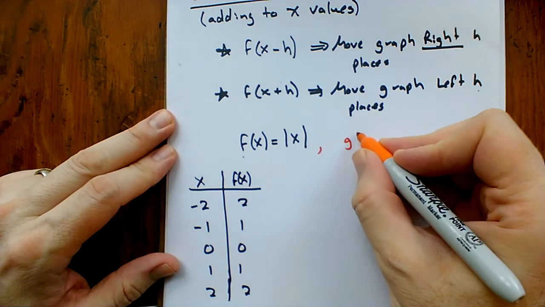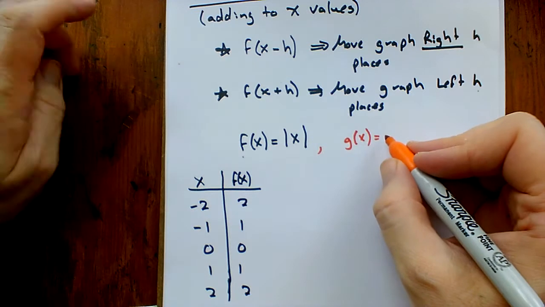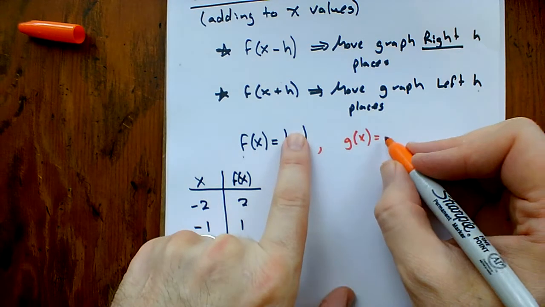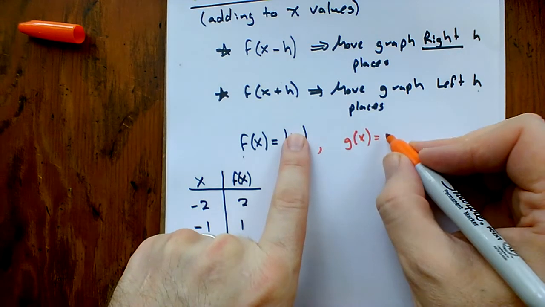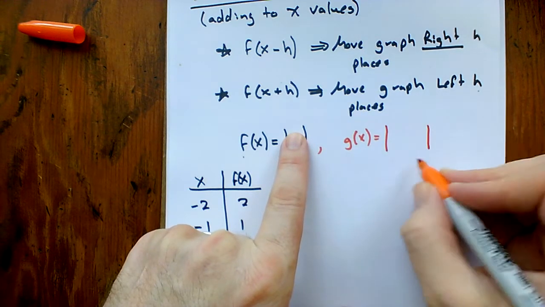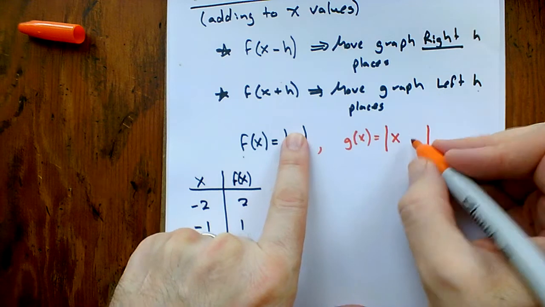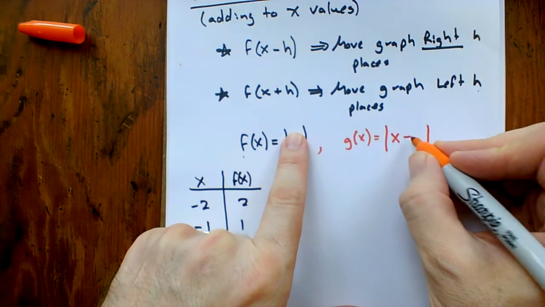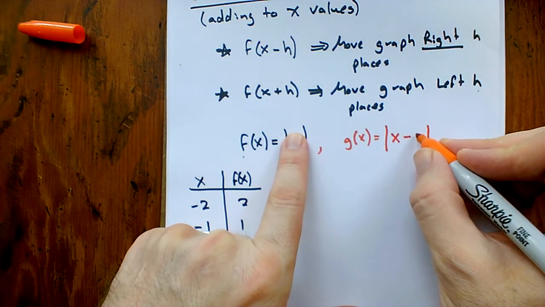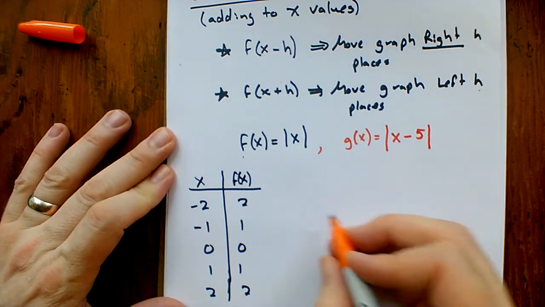Well, let's see what would happen if instead I had a g of x where, inside this essential transformation, remember before I was adding something outside of that absolute value? Well, here I'm going to do this inside it. I'm going to say we've got x, and just to start with, I will subtract a 5, and we're going to see what's going to happen with something like this.